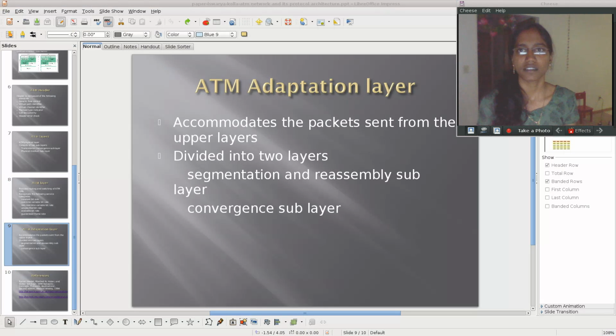These two sublayers add the protocol information which is transported in the payload of the ATM cell. The function of the ATM adaptation layer, as I told earlier, is to accommodate the packets sent from the upper layers into the ATM cell. Based on the different protocols, there are different types defined for the ATM adaptation layer. Their timing relationship is based on the synchronization between sender and receiver. Bit rate is based on being constant or variable. Connection mode is based on connection-oriented or connectionless.